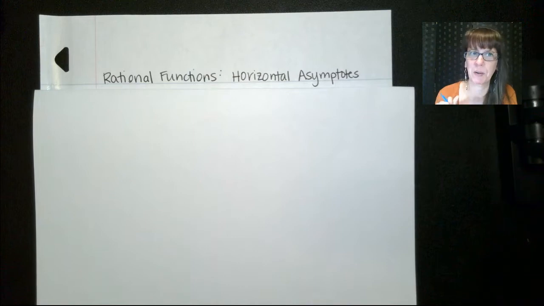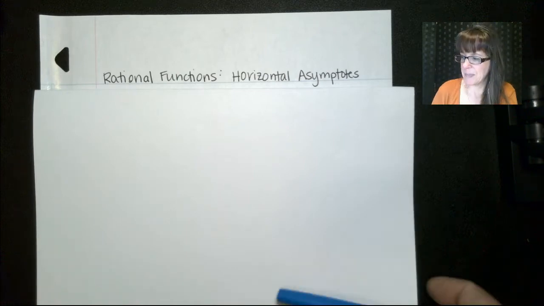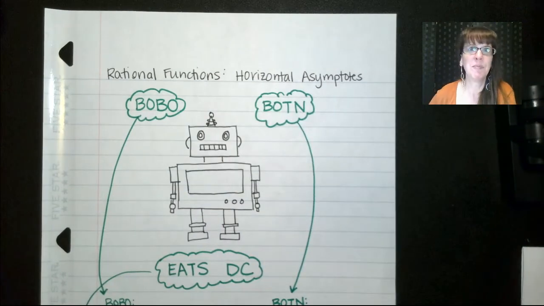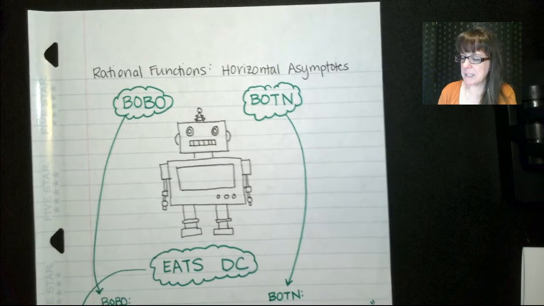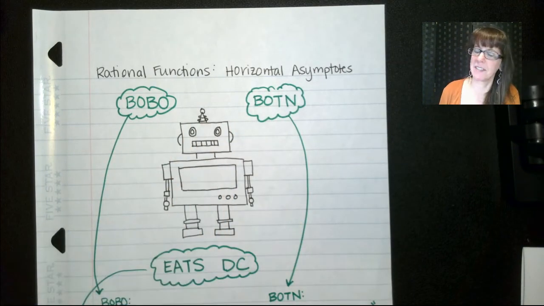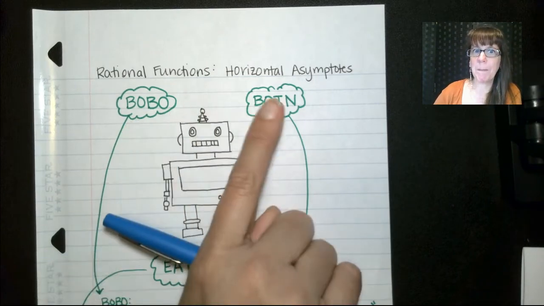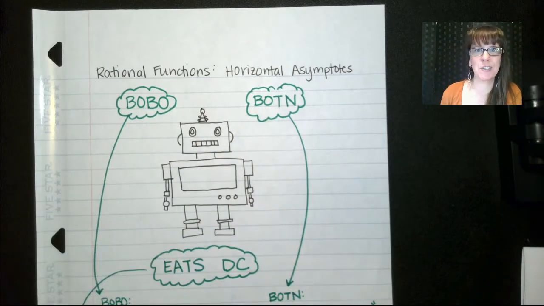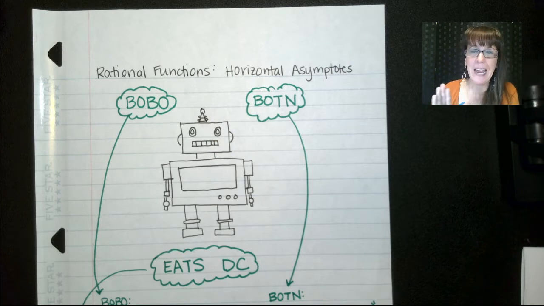Grab your notebook, because I think this is the hardest part of graphing rational functions: just remembering this stuff. You're going to want to write this down. It's kind of cheesy, but this is how I remember it. BOBO BOTN, like a robot, right? That's my terrible drawing of a robot. BOBO BOTN eats DC. This is just a mnemonic device to help you remember how to find these horizontal asymptotes.